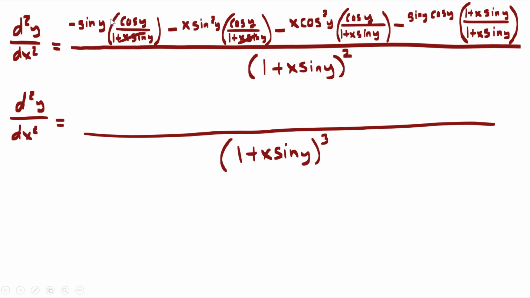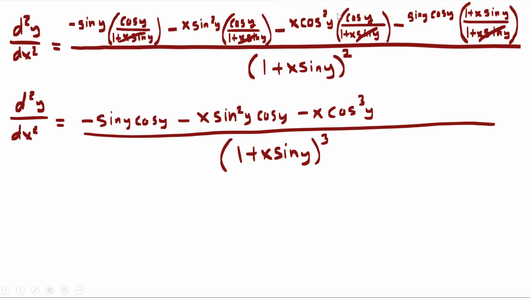And now let's put the tops together. This is negative sine y cosine y. This is minus x sine squared y. Yes, minus x. Oh yeah, sorry, the cosine y there. Minus x. So this is going to be cosine cubed y, as you look at these guys being multiplied together. And the fun part.